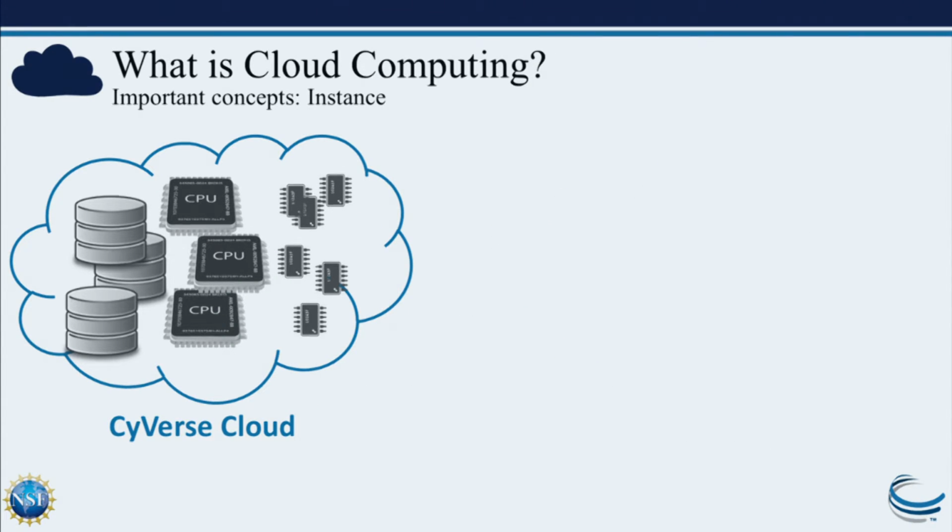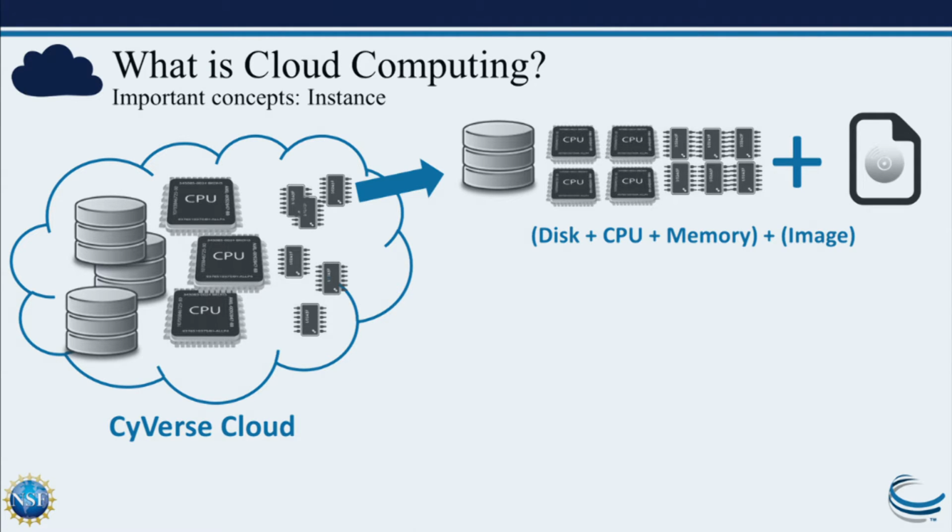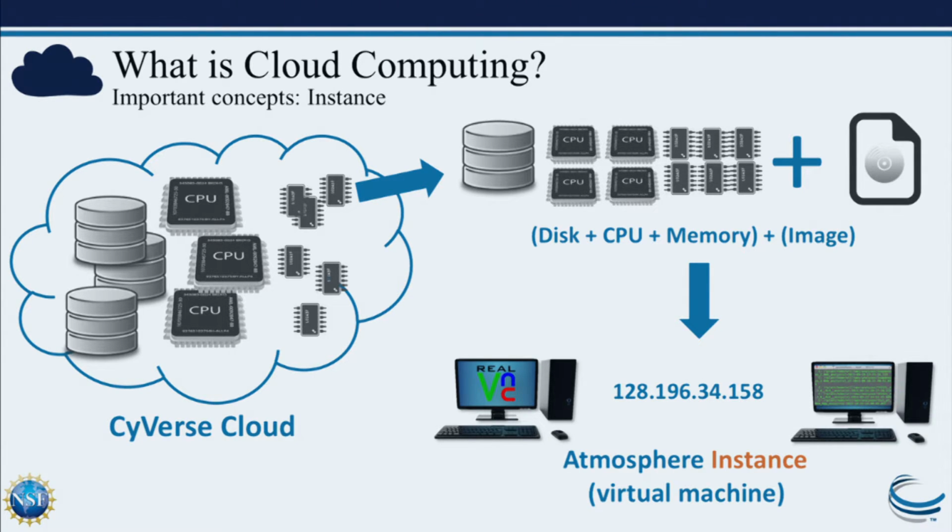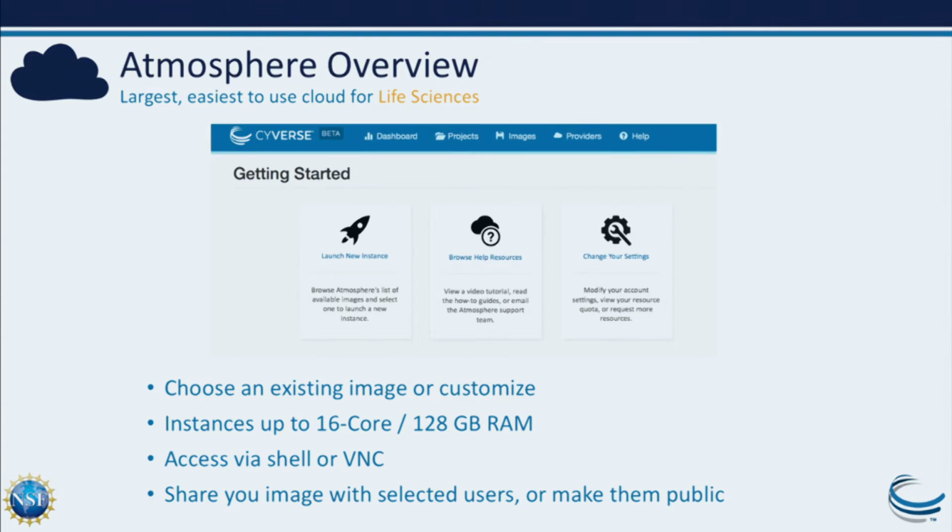The other concept is an instance. So what is an instance? In the CyVerse cloud, we have hard drives, CPUs, memory, physical resources. And when you come to Atmosphere, you're going to ask us for a certain amount of those. So we're going to give those to you, the disk, CPU, memory, and you are also going to select from a catalog of images because your computer needs an operating system. And when you take the resources and you take the image and put them together, you get an instance, which is a virtual machine. It exists at an IP address, and then you can connect to it, and it's really almost a disposable computer.